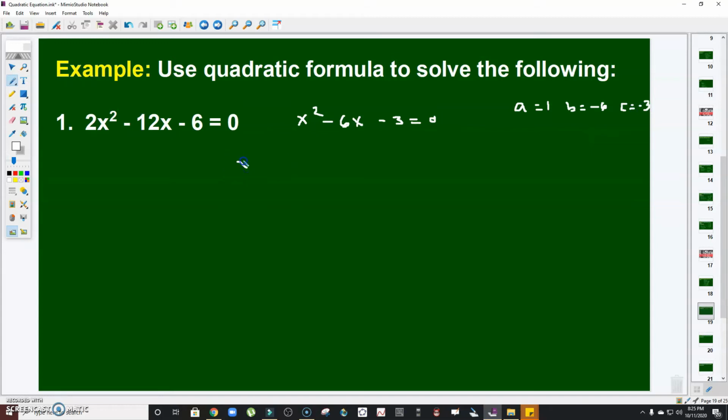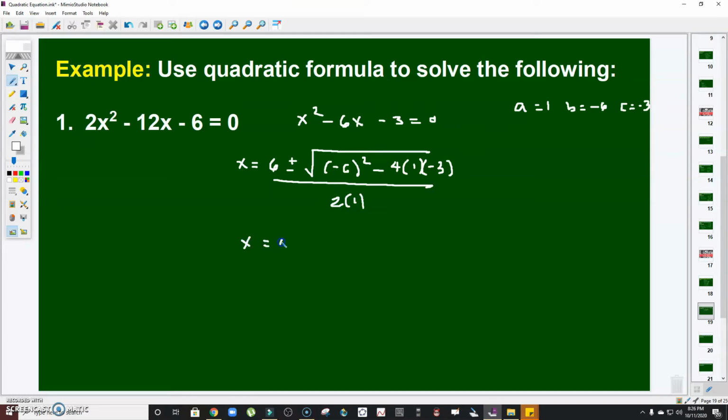Okay, by the quadratic formula, x equals negative b. So, negative of negative 6, that will become positive 6, plus or minus the square root of b squared, so that will be negative 6 squared, minus 4 times a, which is 1, times c, which is negative 3, all over 2 times a, which is 1. See that? So that will be 6 plus or minus the square root of negative 6 squared, that's 36. 4 times negative 3 is negative 12, but since it is preceded by a negative sign, so plus 12.